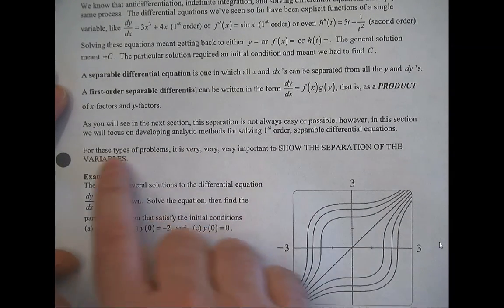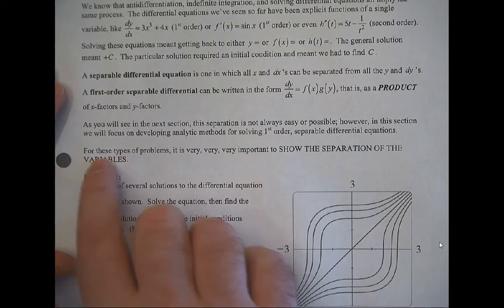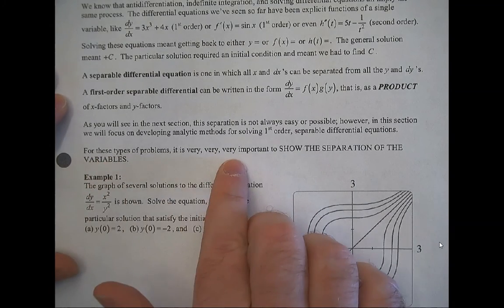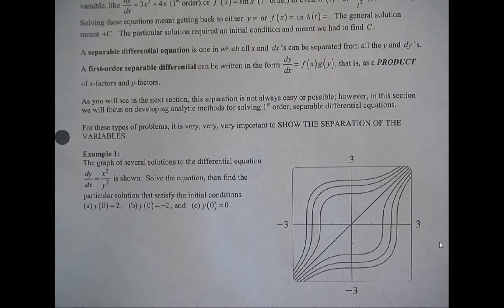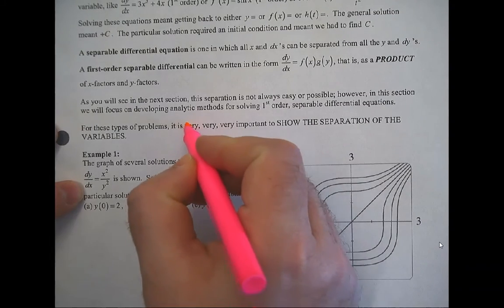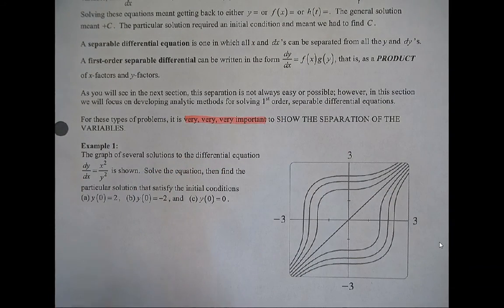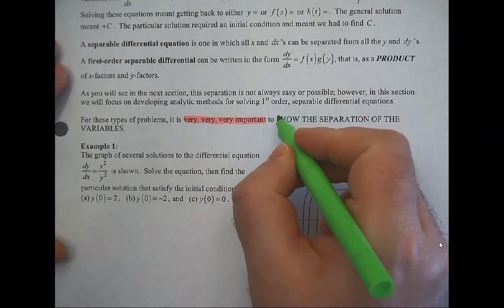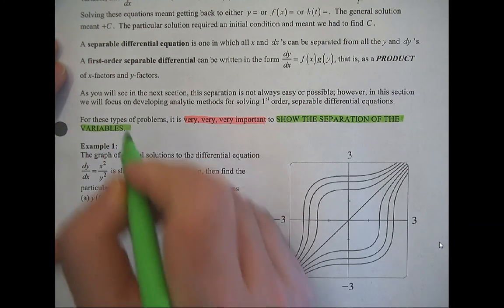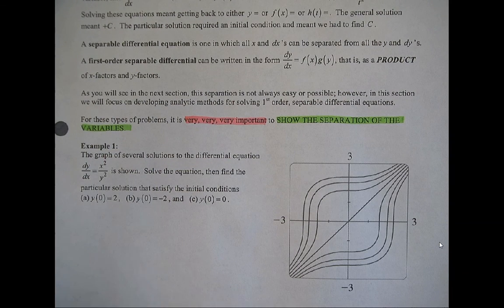Separating is not always easy. The first couple examples in this section are pretty easy. Now look, for these types of problems, it is very, very important to show the separation of the variables. That's a point in and of itself. Usually it's 1 point for showing your work, 1 point for showing that you separated properly, and another point for getting the actual answer. Well, it depends on what the question is: 1 point for the general solution, then sometimes 1 point for the particular solution.